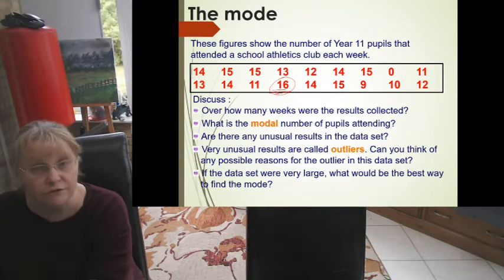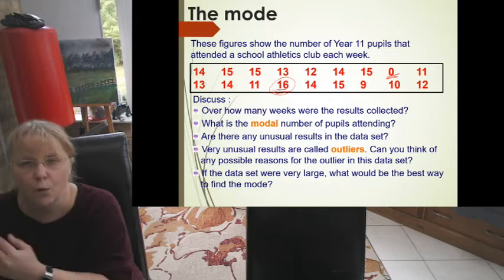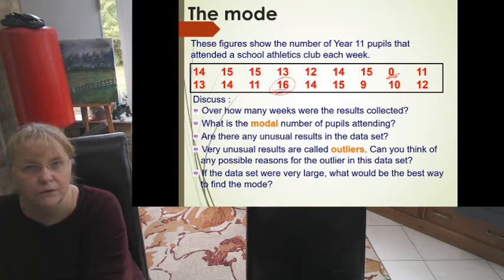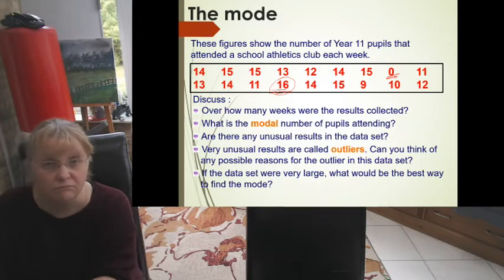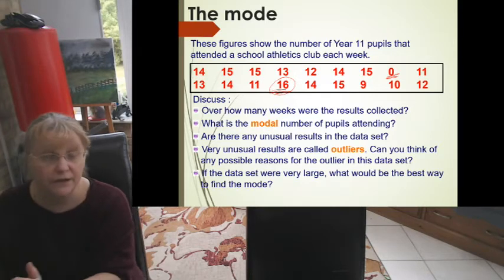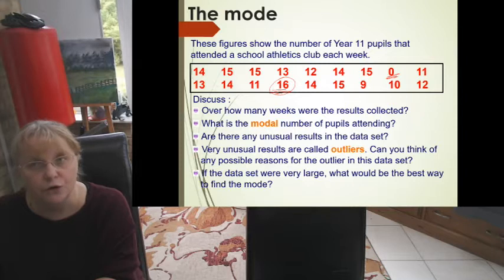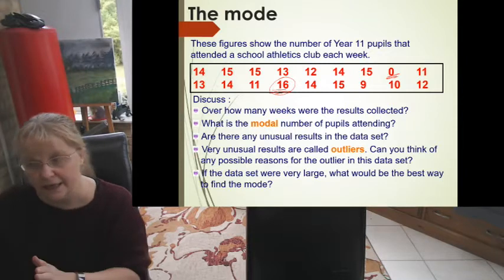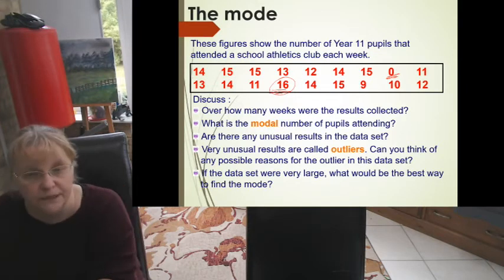Are there any unusual results? Oh yes, this one is a very unusual result. So why do you think that might be? Why would 1 week no students turn up? Okay, personally I think it's probably half term, when no pupils are at school, and therefore the after school club just isn't on. So when we have an unusual result like this, we call them outliers. That means they lie outside of what we're looking at, and we will talk about outliers later.